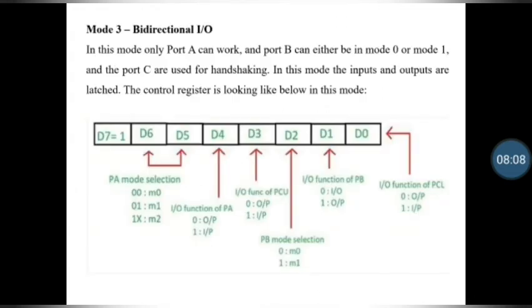Now mode 2, that is the bidirectional input output mode. In this case only port A works, and port B can be either in mode 0 or mode 1. Means in case of mode 2, or we can say mode 3, only port A is working. The port C is used for handshaking, and in this case both input and output are latched. Now see the control register format for this mode.